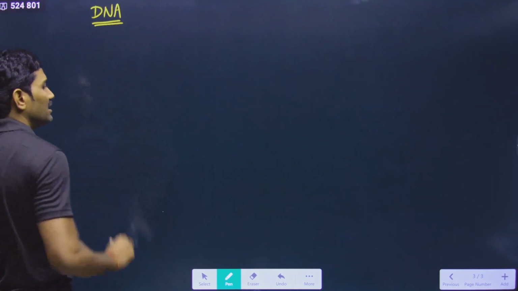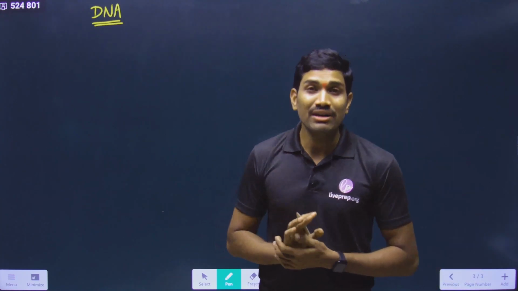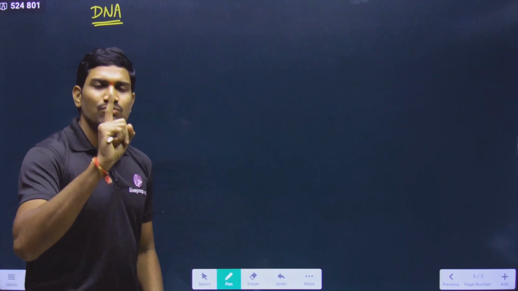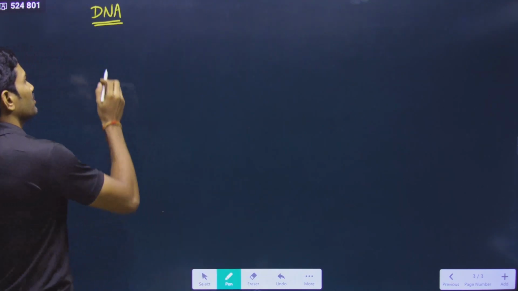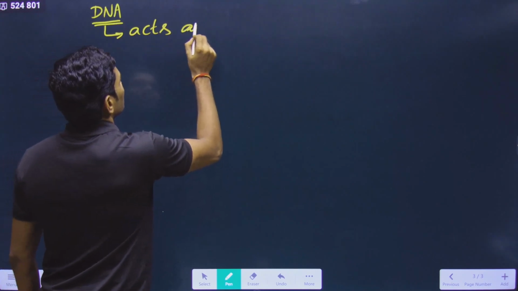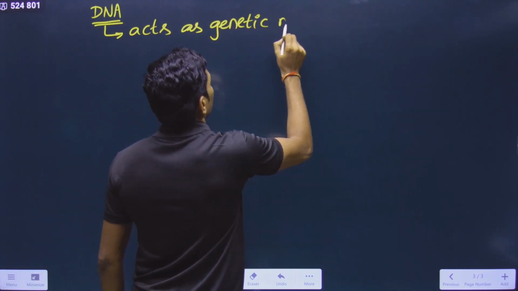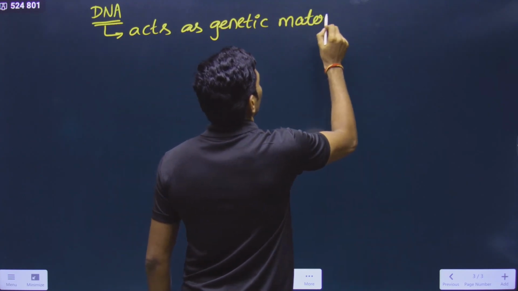What is the full form of DNA? Deoxyribonucleic acid. We have just studied that. Now we are going with the function. What is the function of DNA? It has only one function. DNA acts as genetic material. This is the one and only function. DNA acts as genetic material.